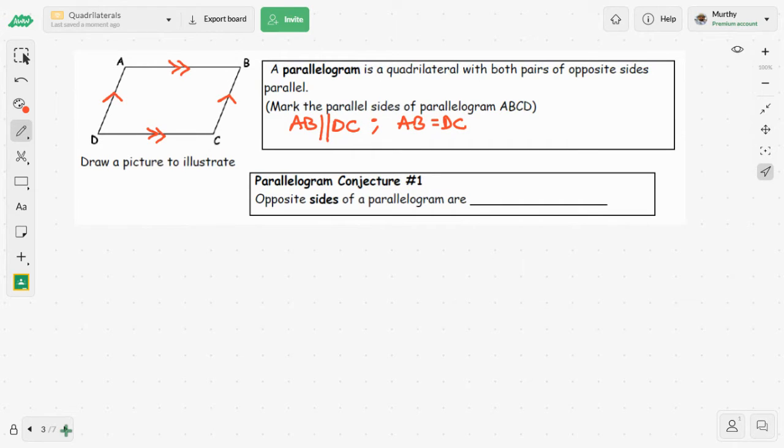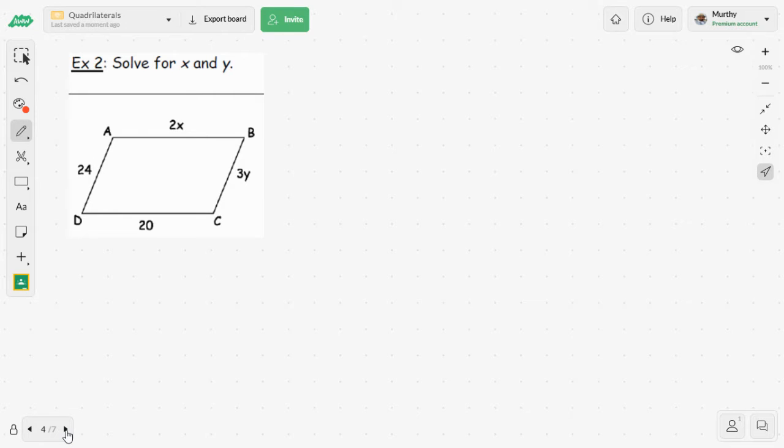And the second point is, you see that I'm taking this line and its opposite one, that is BC. Here AD is parallel to BC, and AD equals BC. So opposite sides of a parallelogram are always equal. Okay, let's go to the next page to make use of these properties.